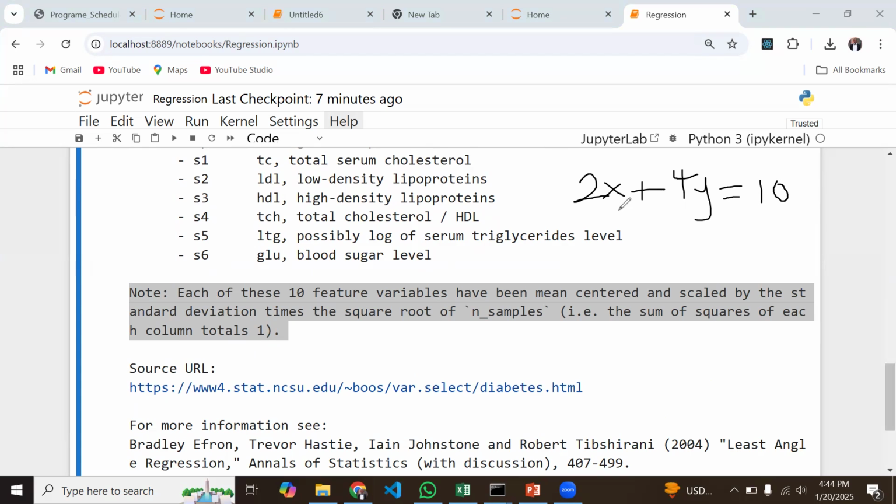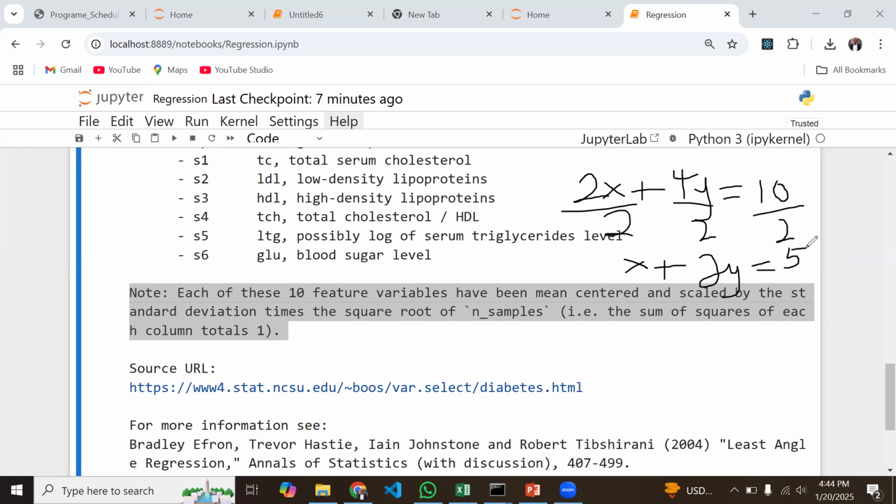Now, what you can do is scale this up. Either you scale up or scale down. When you scale down, you can, for instance, divide all the terms by 2. When you divide all the terms by 2, you end up getting x plus 2y, and this is equal to 5. So this is us scaling down, okay?